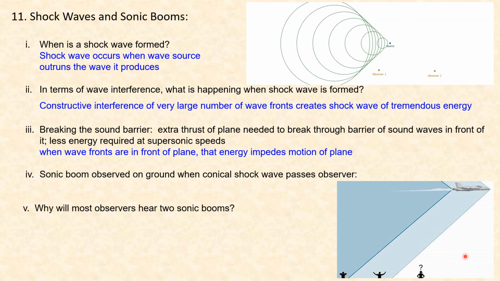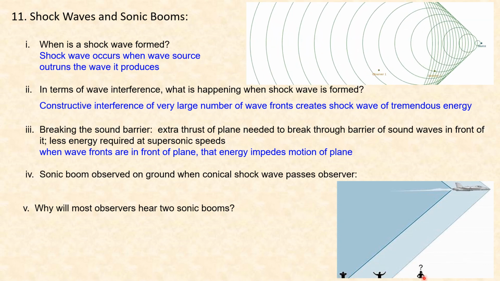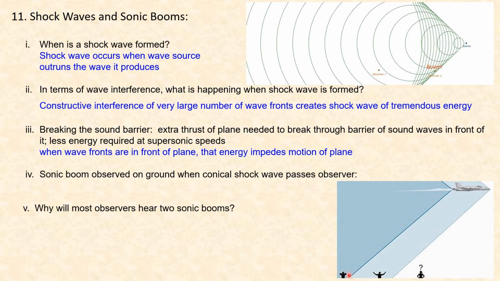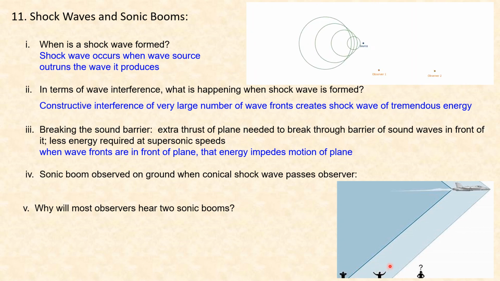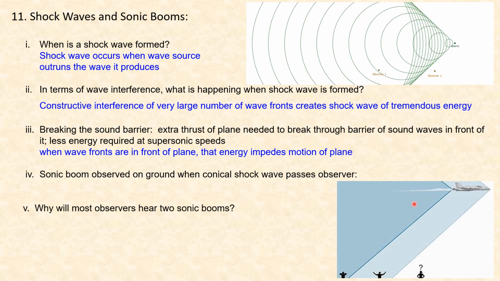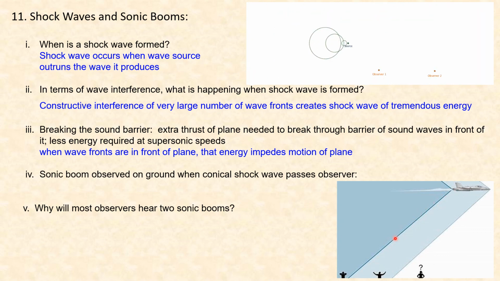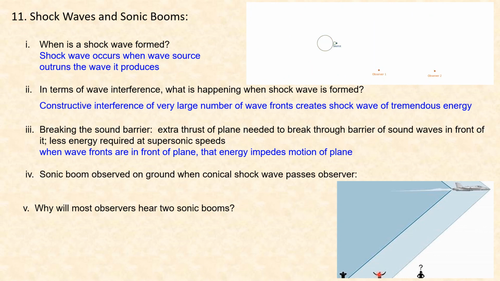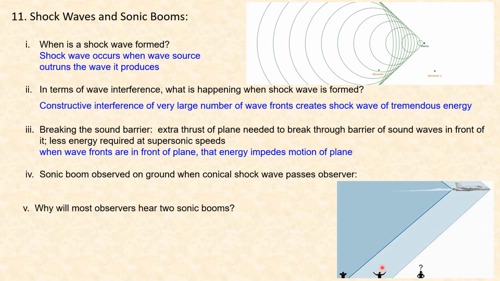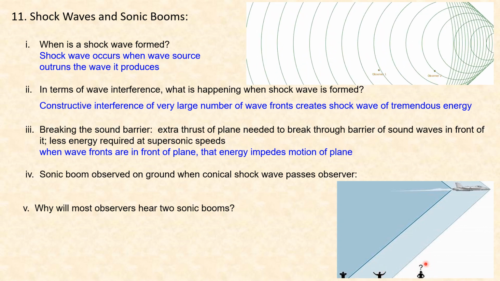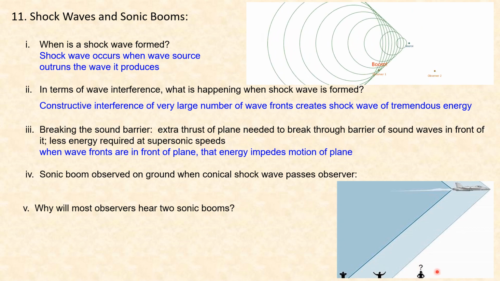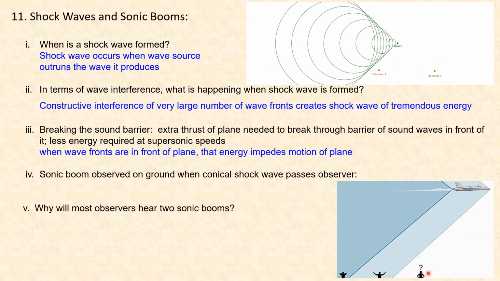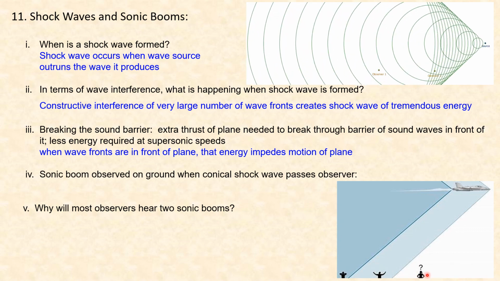So you'll notice here with these observers on the ground that the observer over here on the far left has heard both sonic booms. The observer in the middle has simply heard the sonic boom from the back of the plane, but the shock wave from the front of the plane hasn't entered that person's zone yet, whereas this person here on the right has not heard anything yet, because those wave fronts have not intersected that person's space.